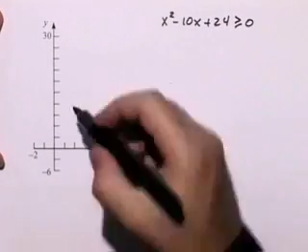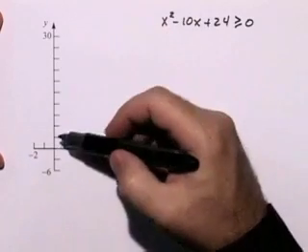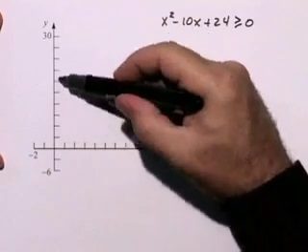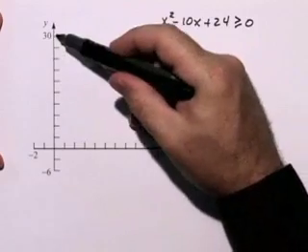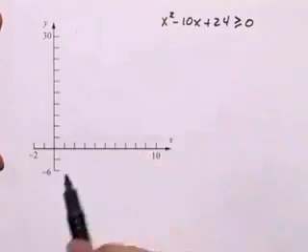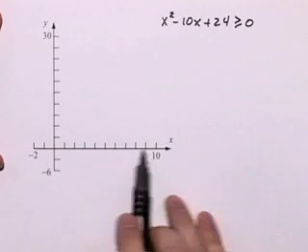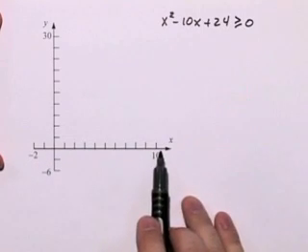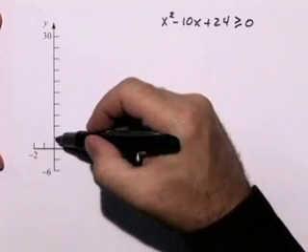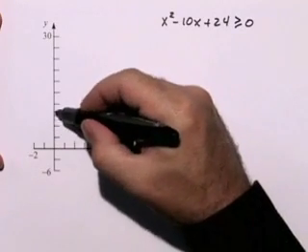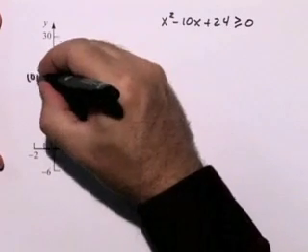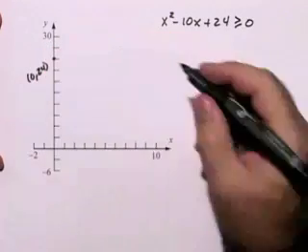We'll plot our intercepts. We first notice the scale that we're using: we have 1, 2, 3, 4, 5, 6, 7, 8, 9, 10 tick marks. We're going up to 30, so each of these tick marks represents 3 units. Along the x-axis, each tick mark will represent 1 unit. We want to plot the y-intercept, which is at 24, so we need 8 tick marks. 1, 2, 3, 4, 5, 6, 7, 8. So that's 0, 24, our y-intercept.